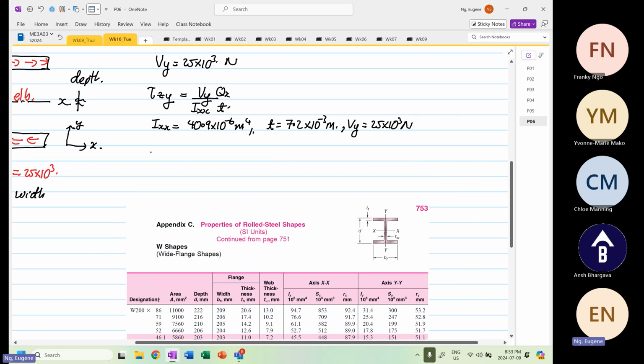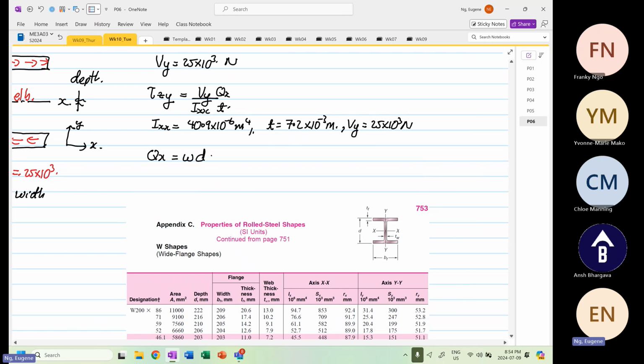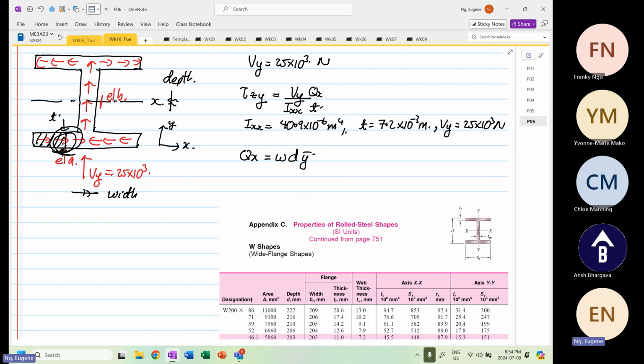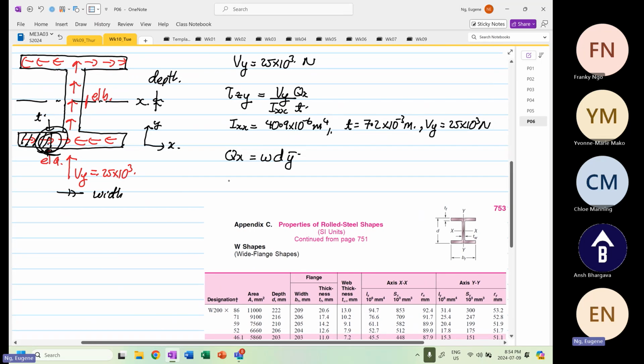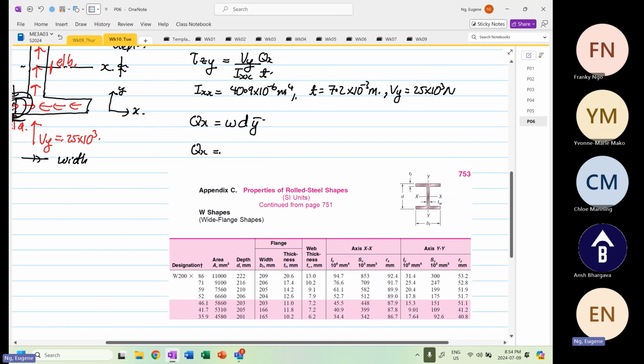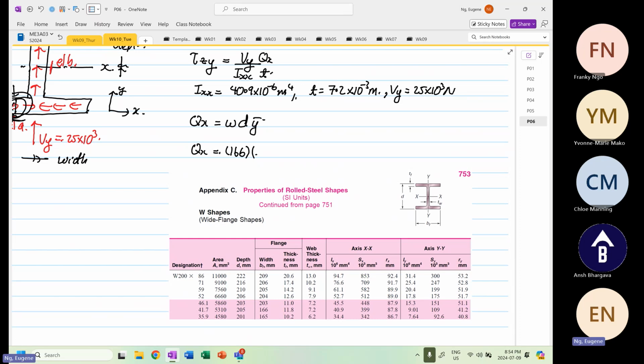So again, we have to calculate Qx, which is equal to width, depth, y bar. So we know the x-axis is of interest. That's the width, that's the depth. So let's calculate Qx. Okay, so the width of the flange, BF, is equal to 166. The depth, the thickness, is equal to TF. Down here is where you have to be careful. Okay, 11.8.